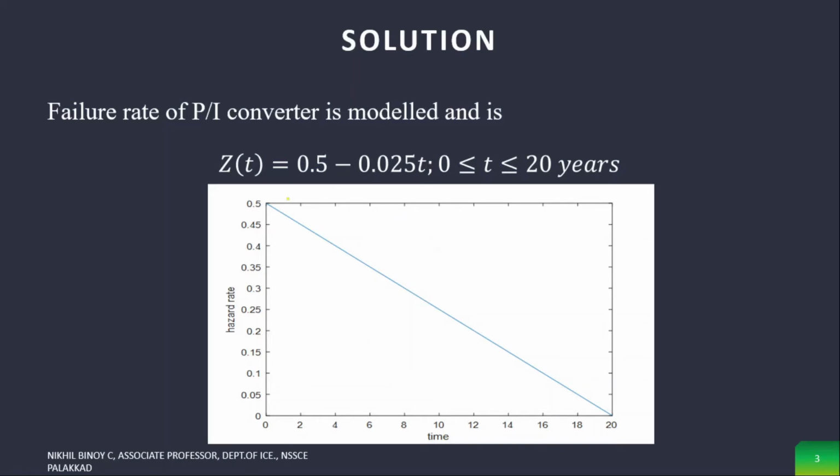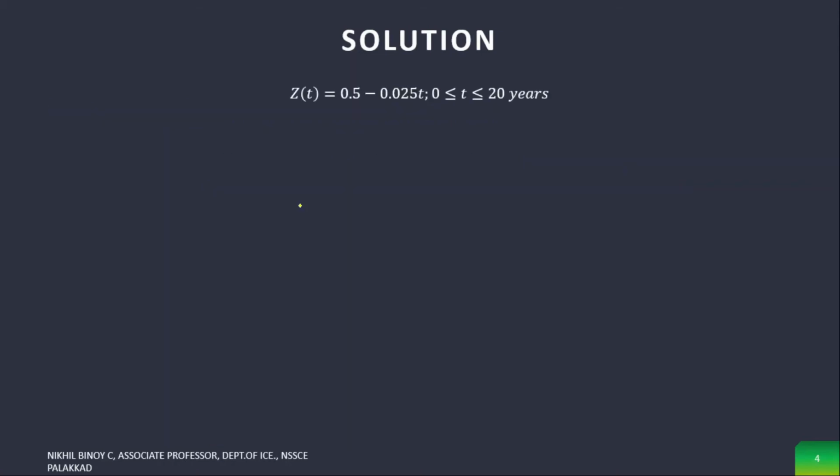So what's the problem? I told you in the first model, if a system has an infant zone, then the manufacturing unit, the components used to manufacture the system, especially the assembly, have some problem. If you are able to clear that problem, we can decrease the infant zone. So this system has the infant zone. This is the failure rate model given, Z of t equal to 0.5 minus 0.025 t.